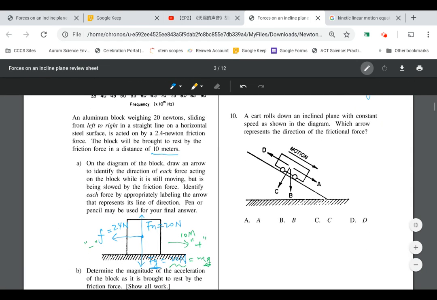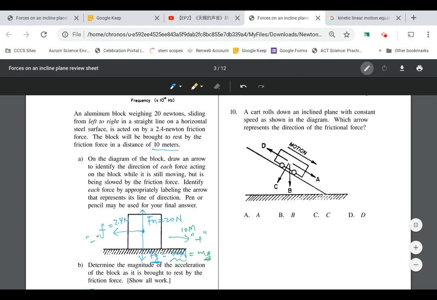Number 10. A car rolls down an inclined plane with constant speed. Okay, constant speed, that tells us F net is 0, acceleration is 0. Which arrow represents the direction of the frictional force? Remember, frictional force is always in the opposite direction of your motion. So your motion is right here going down, and D is the opposite, so that will be the frictional force.